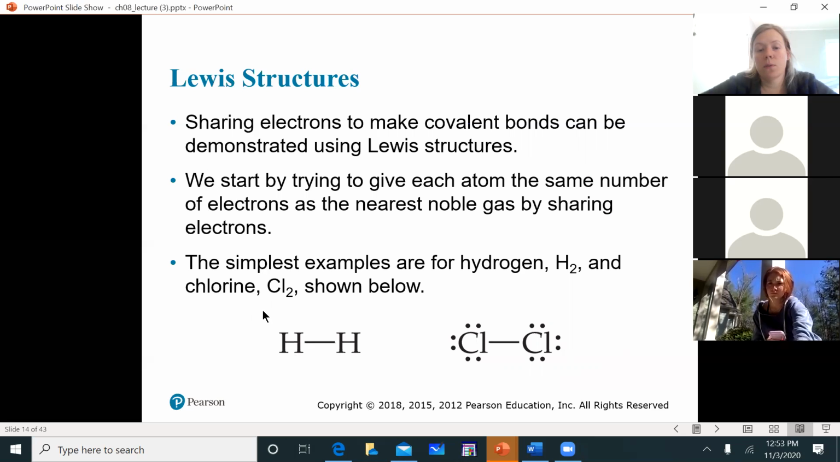What we always want to do is start by trying to give each atom the same number of electrons as the nearest noble gas. So we're going to try and satisfy an octet, except for hydrogen. Hydrogen and helium are going to be happy with something known as a duet. They really only like to have 2 electrons. So we're never going to have hydrogen getting 8. Hydrogen will always have 2 electrons. So write that down somewhere. We'll use it so much, hopefully it becomes second nature.